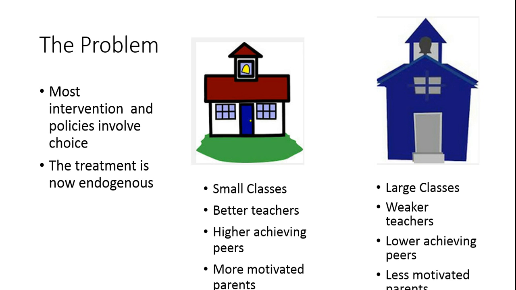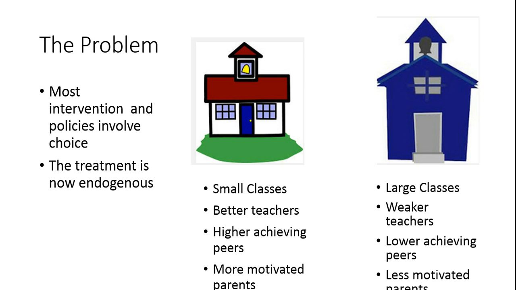We now say that the treatment, class size, is endogenous. So remember, our first word was exogenous, meaning that there was nothing else correlated with the treatment. Now we have things that are correlated. So just as you see in the example, the quality of teachers, the quality of peers, the involvement of parents, these things are all correlated with class size. Well, what does this mean?